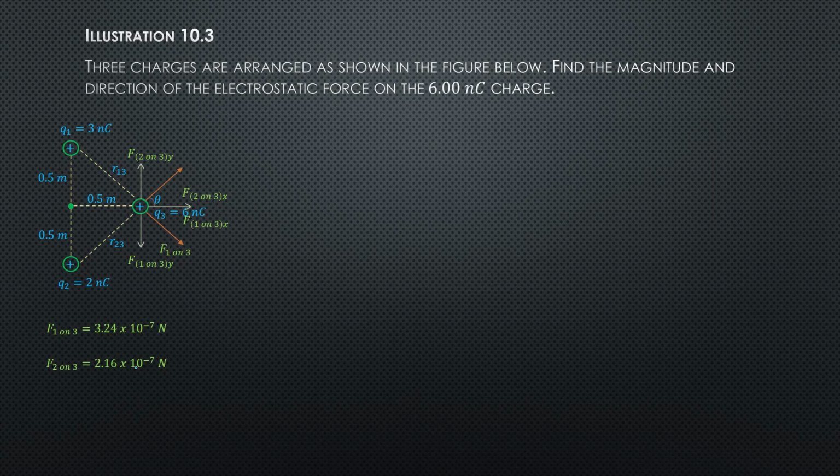Now we will be solving for the x and y components of these values. Let us consider F1 on 3, right here, and this is F2 on 3. F1 on 3, x component: it is in quadrant 4, so positive x, negative y. Then for F2 on 3, it is in quadrant 1, positive x, positive y.